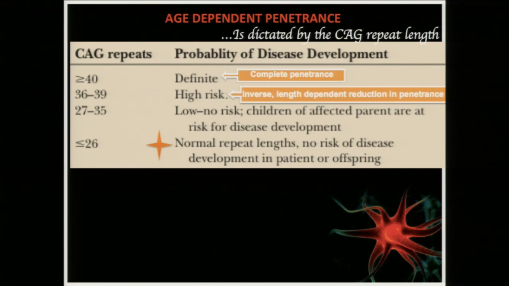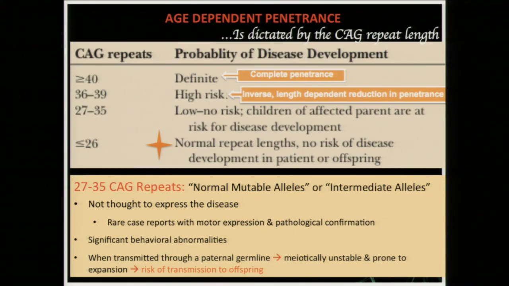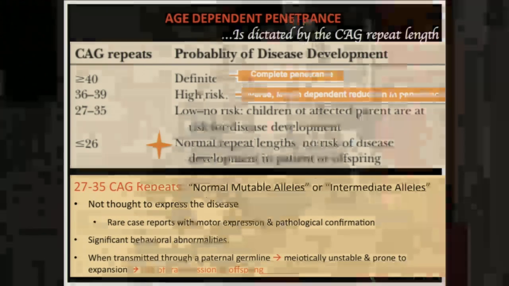Now let's head over to what we call the intermediate alleles. So these are repeats within the 27 to 35 range, and these are also called normal mutable alleles. We think that individuals in this range do not develop disease. However, there are a number of case reports in the literature, so there are a number of patient reports that actually show that the patient had symptoms, and unfortunately when they passed away we were able to study their brain and see the pathologic markers of disease. And so we do have confirmation that people within this range may develop disease characteristics.